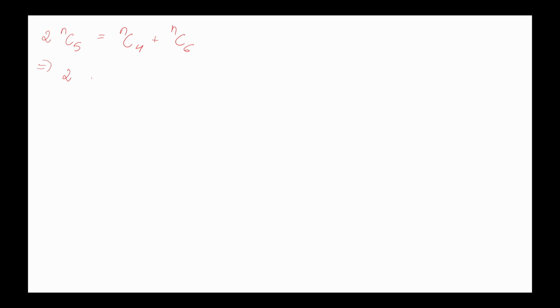What do we get? Twice of n factorial upon 5 factorial (n minus 5) factorial is equal to n factorial upon 4 factorial (n minus 4) factorial plus n factorial upon 6 factorial (n minus 6) factorial. Now how can we solve this? First of all, n factorial is common in all three terms, so it can simply be cancelled out. We can take out (n minus 4) factorial and 4 factorial common from both sides of the equation.